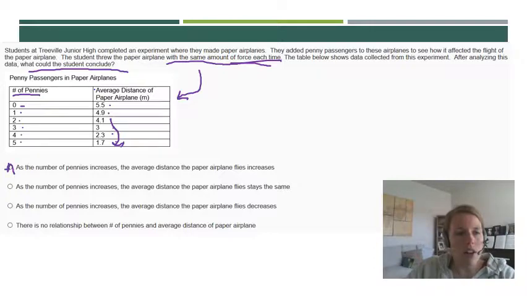And as we take a look at these options now, what would the student conclude based on this data? Would it be A, as the number of pennies increases, the average distance the paper airplane flies increases? Would it be B, as the number of pennies increases, the average distance the paper airplane flies stays the same? C, as the number of pennies increases, the average distance the paper airplane flies decreases? Or would it be D, there's no relationship between number of pennies and average distance of the paper airplane?